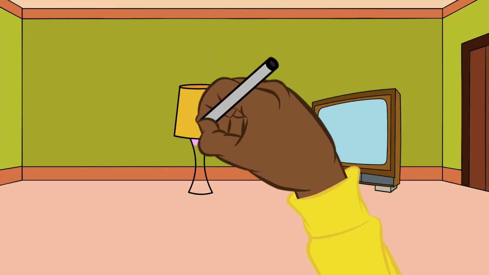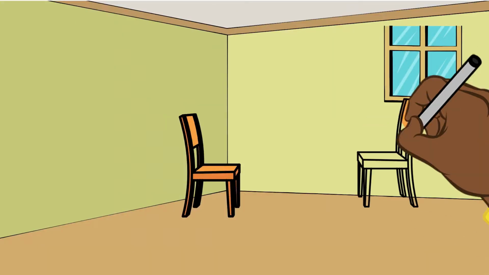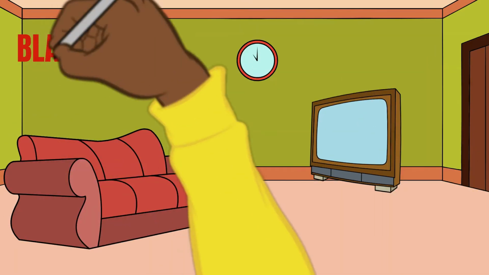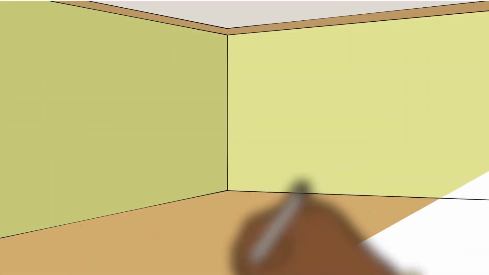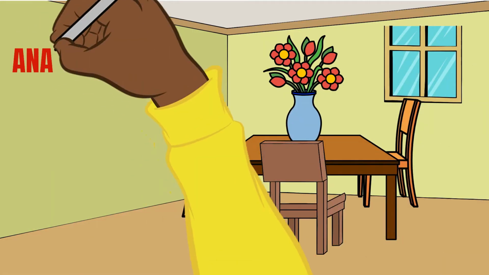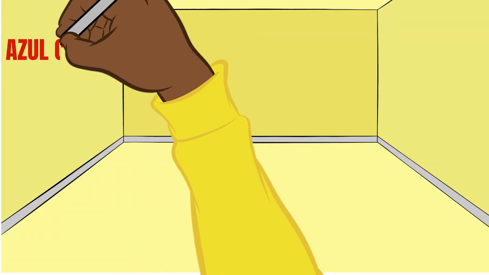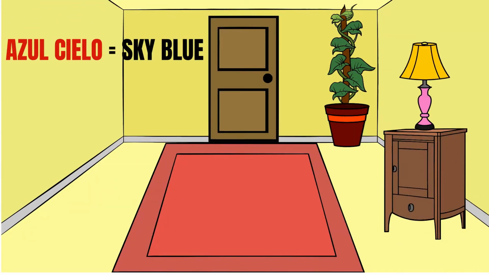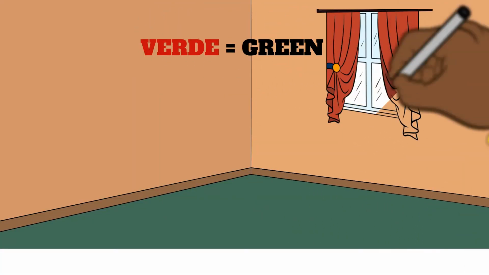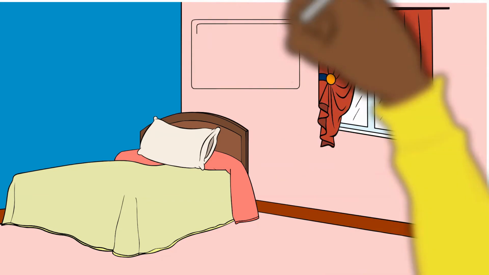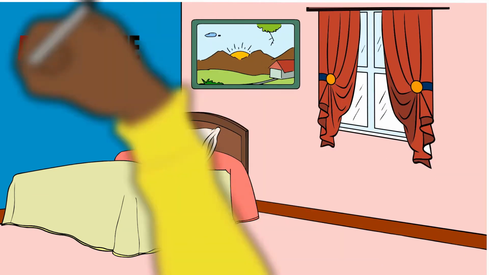And when it comes to the living room and the dining room, she wanted the living room to be painted blanco, and the dining room to be painted anaranjado. And for the hallway and the guest room, she said azul cielo for the hallway and verde for the guest room. Now, as for the room that belongs to her and her husband, she wanted it to be painted azul y blanco.